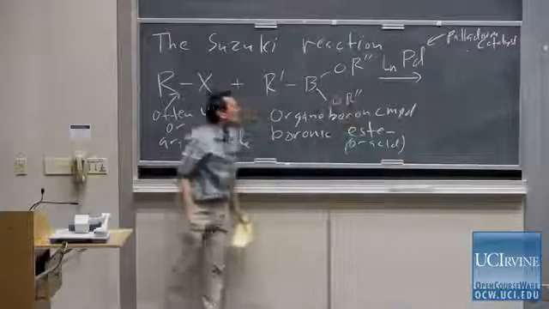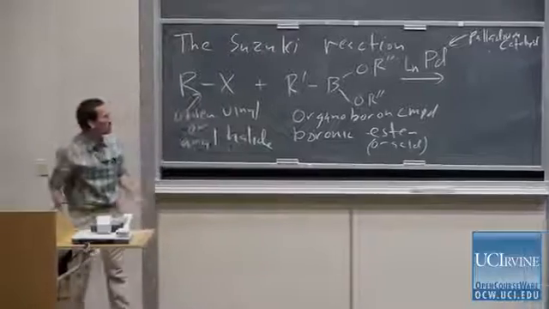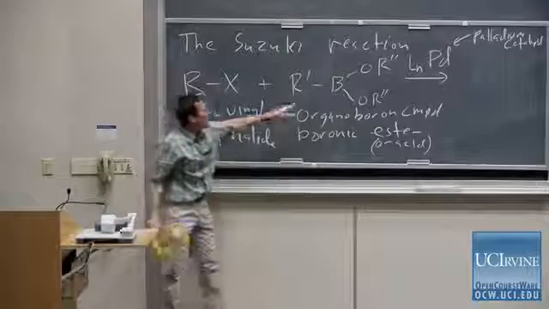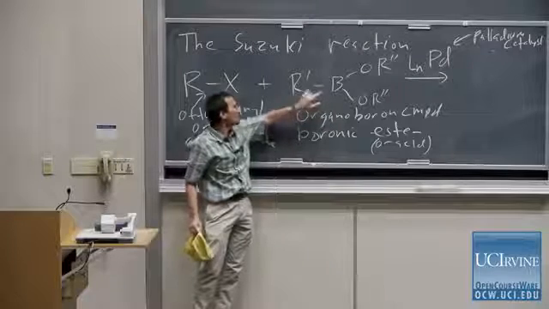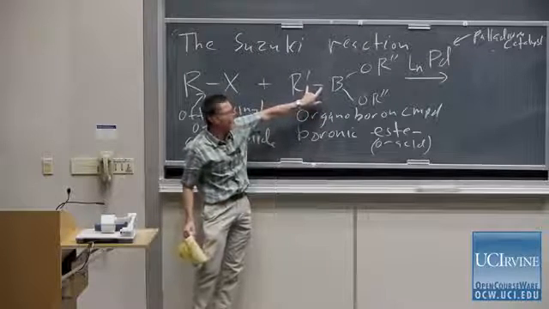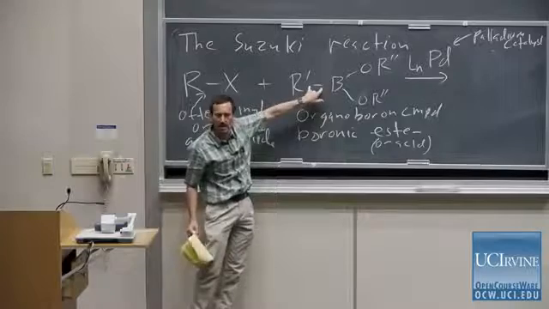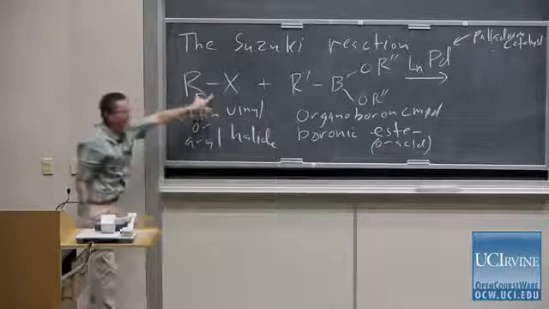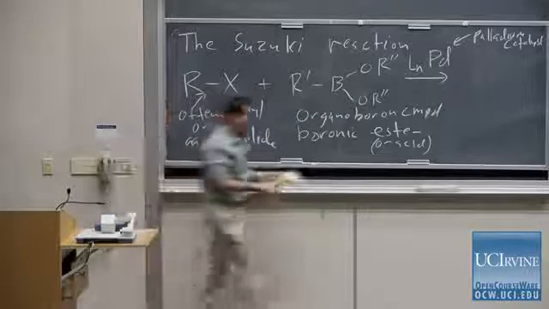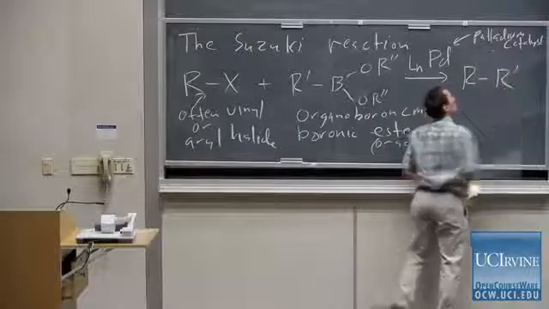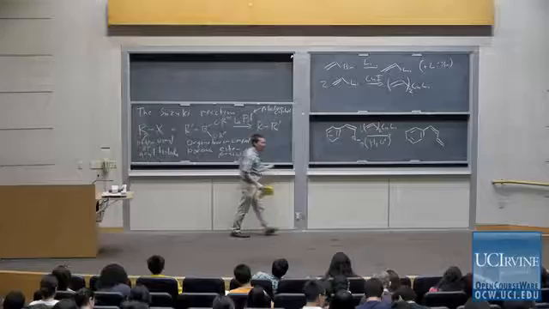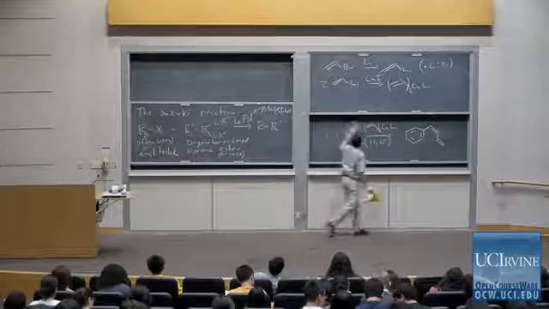And so the big idea of the Suzuki reaction is that we're going to use the palladium catalyst as a template to combine the R group on the boron with the R group on the halide. And the overall result is we're going to form a new carbon-carbon bond very efficiently.